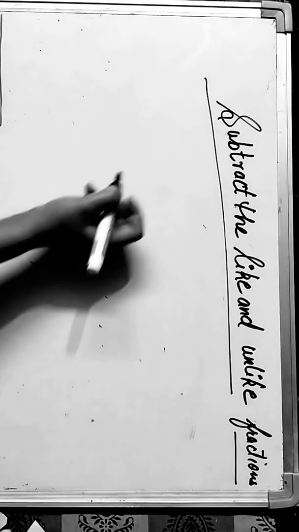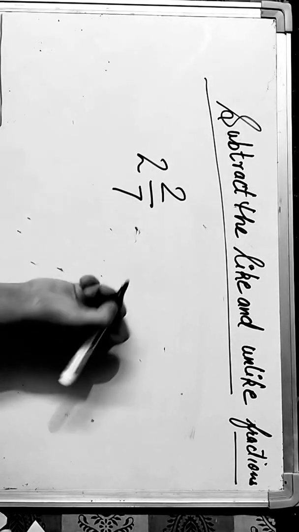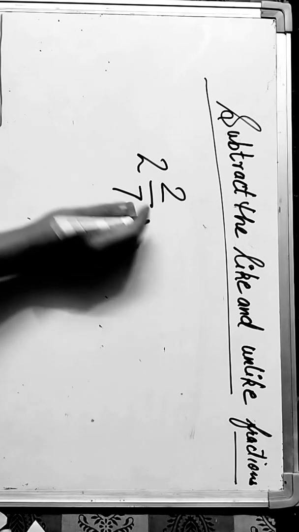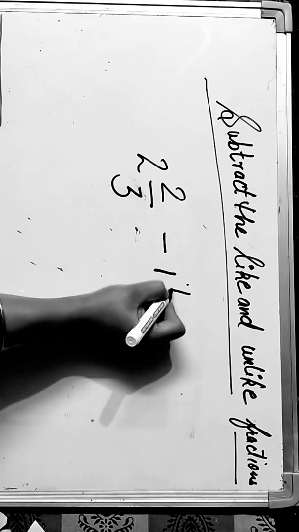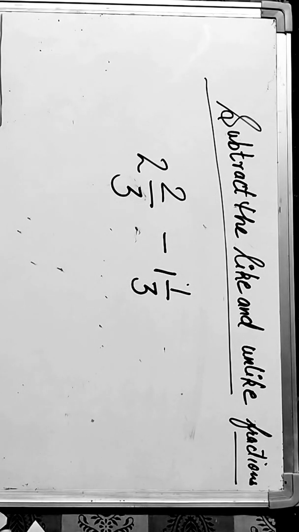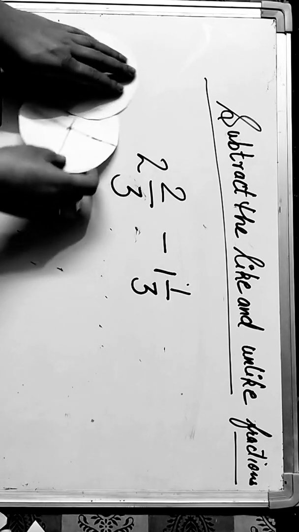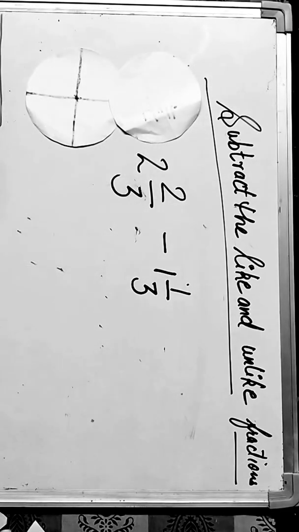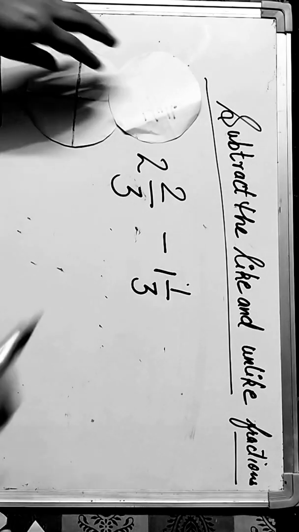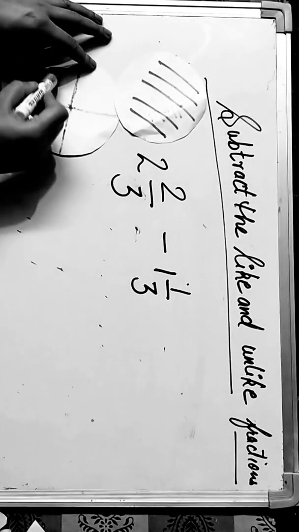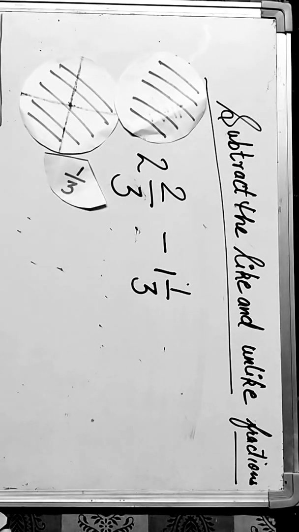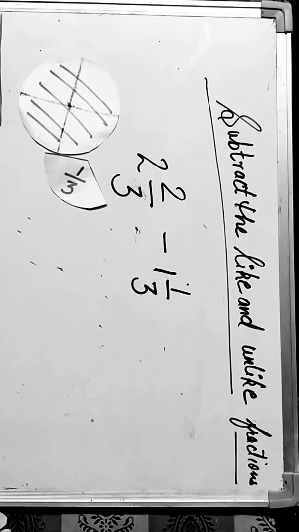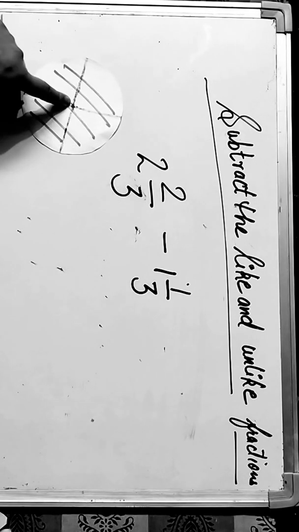Or you can say if you have 2 full and 2/3, and you have to subtract 1 full and 1/3. So how many do you have? 2 full chocolates. These are the 2 full chocolates. This is 1 full, and this is the second full chocolate, and this is 2/3. You have to take out 1 full and 1/3. How many is left? 1 full.